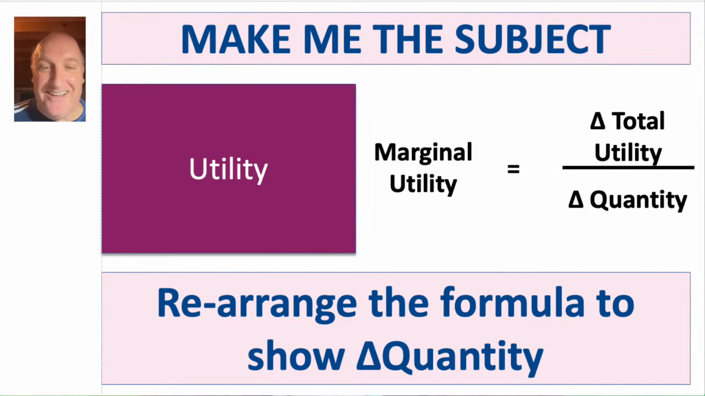Can you rearrange the formula to show the change in quantity, please? So rearrange that formula to show the change in quantity. Marginal utility is the change in total utility divided by the change in quantity. What is the rearranged formula there for that one? What do you think here?